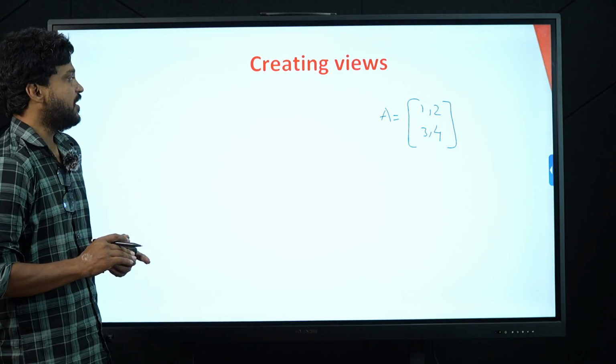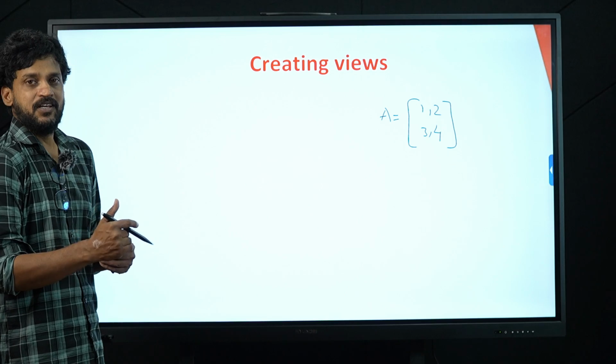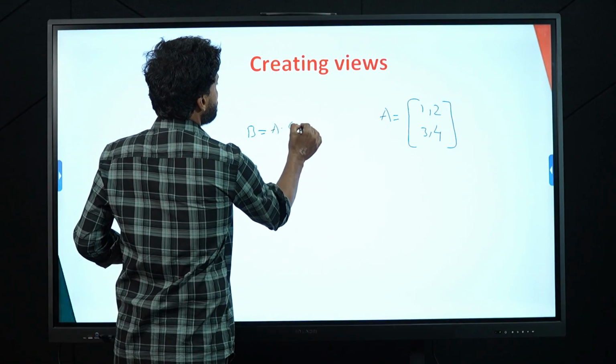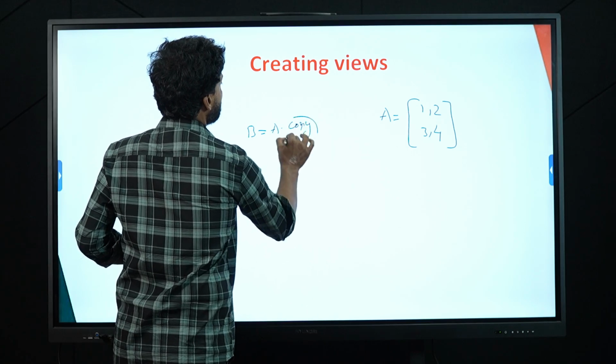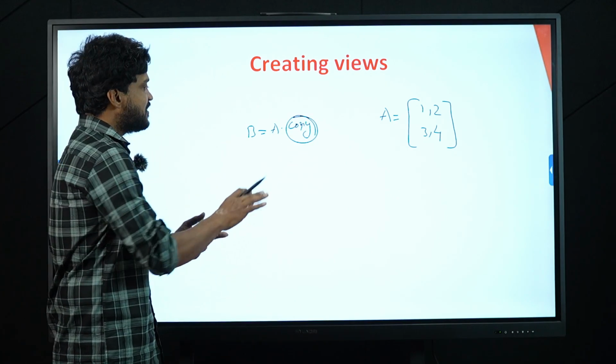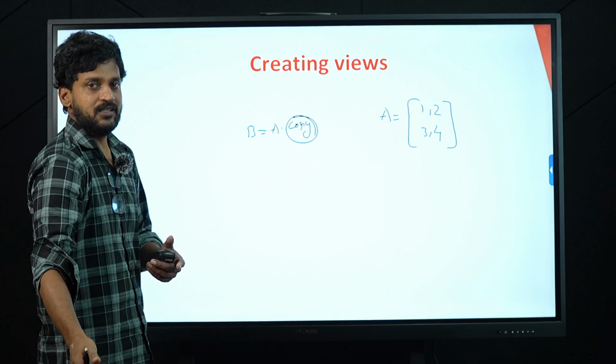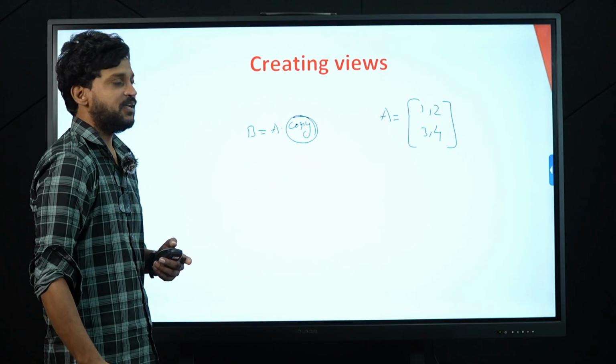If I have to create a copy of A, I just can say B is equal to A dot copy. I am just going to use some copy method here. Somehow or the other there is some copy method. I am just going to use it, and I will explain it in the next slides.